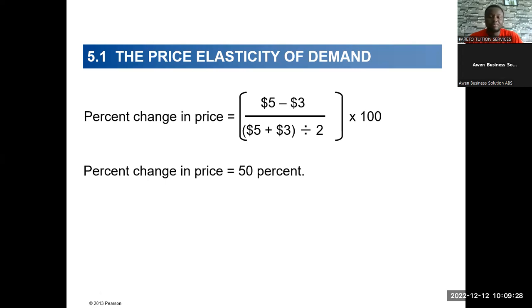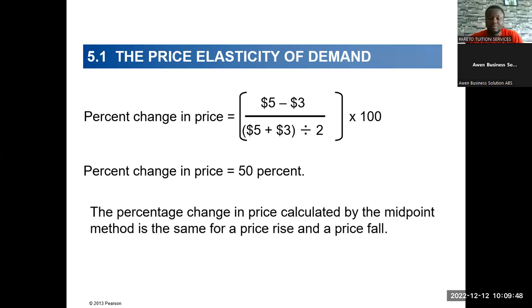Then, assuming it was rather the fall in price, then we'll have 3 minus 5. But then the denominator will still be 4. So we'll have minus 50%, indicating that there was a fall in price. But then we still get the same percentage. It doesn't matter if it's an increase or a decrease. All right. Any question?